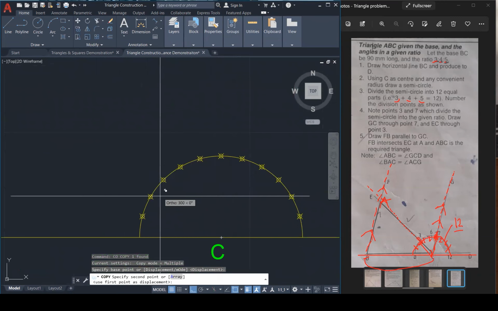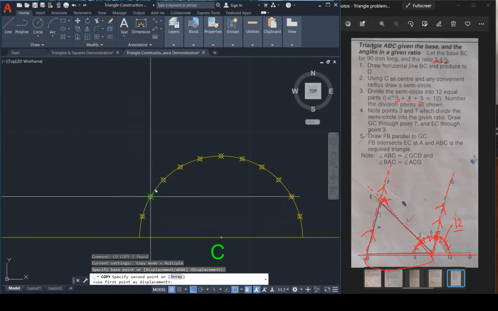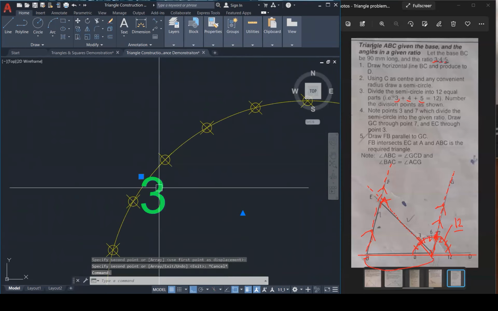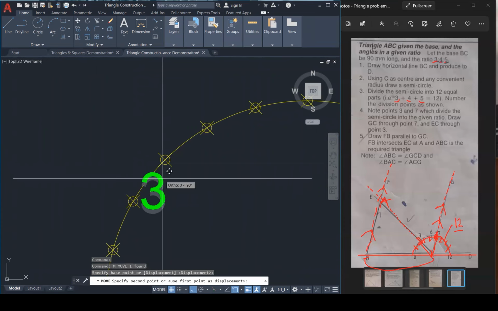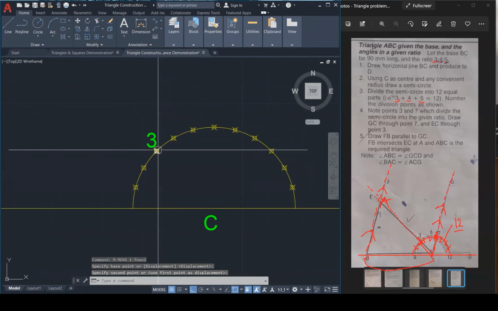That's it for the ratio that I need. I need 3. So this will be 1, 2, 3. So I need this one there, 3, but 3 looks close to 2. So let me move 3 and put 3 there. Yeah. 1, 2, 3, 3.